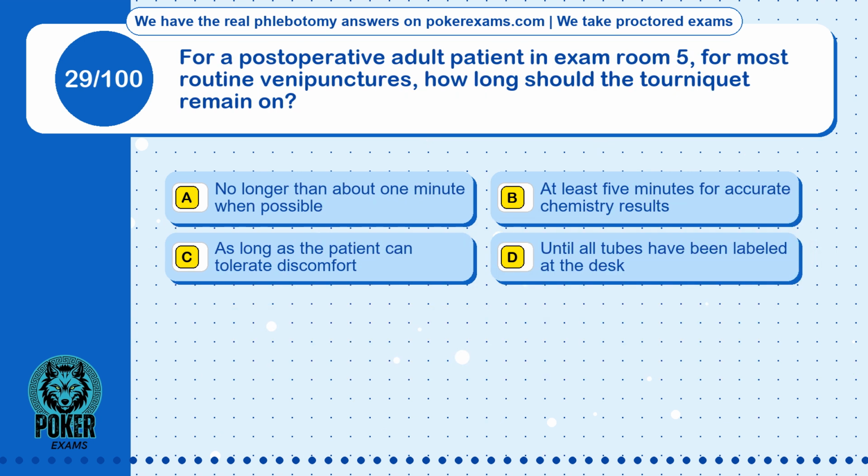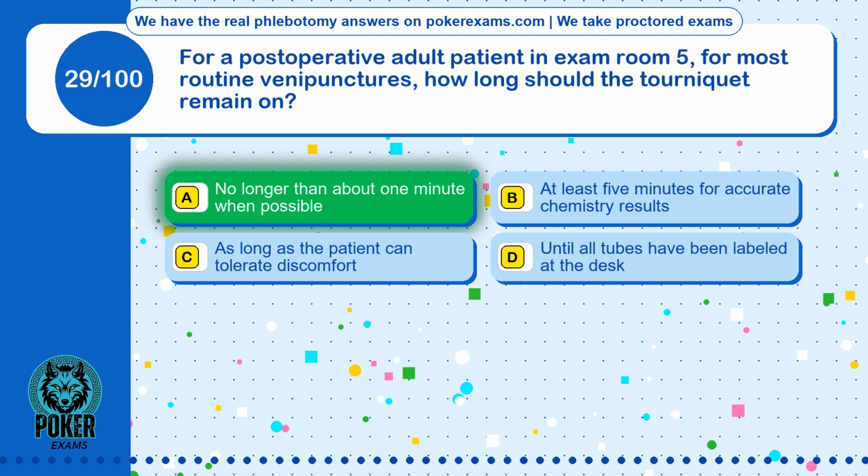Question 29. For a postoperative adult patient in exam room 5, for most routine venipunctures, how long should the tourniquet remain on? Option A. No longer than about 1 minute when possible. Option B. At least 5 minutes for accurate chemistry results. Option C. As long as the patient can tolerate discomfort. Option D. Until all tubes have been labeled at the desk.